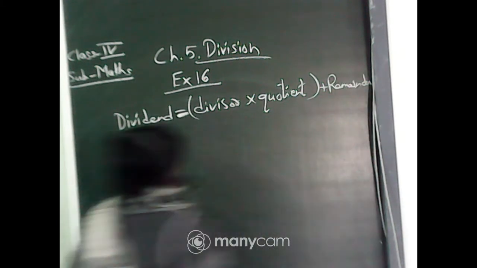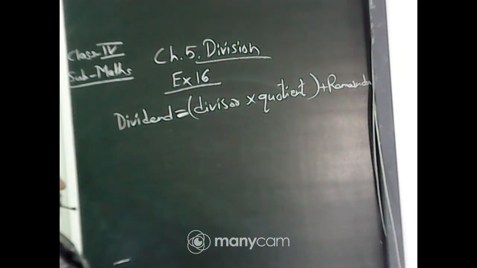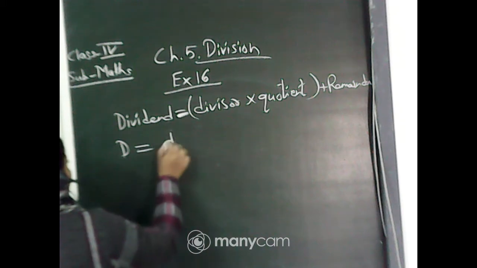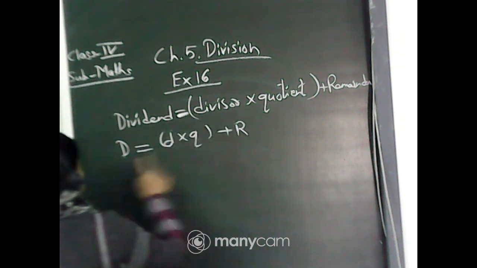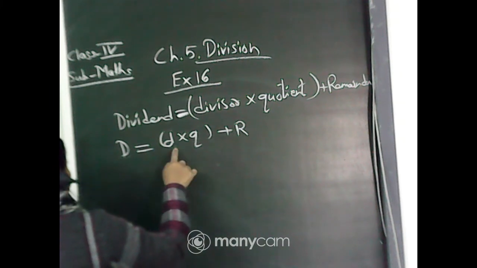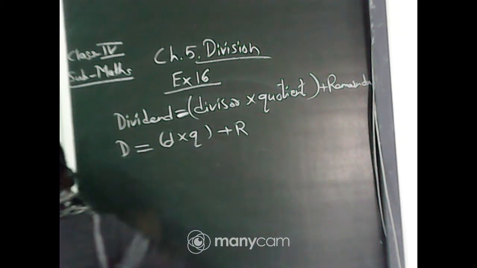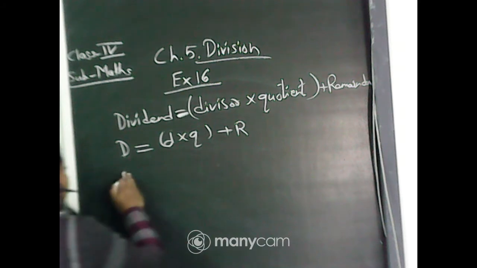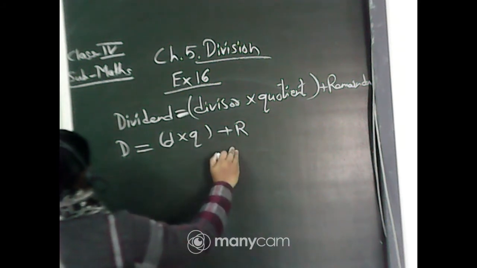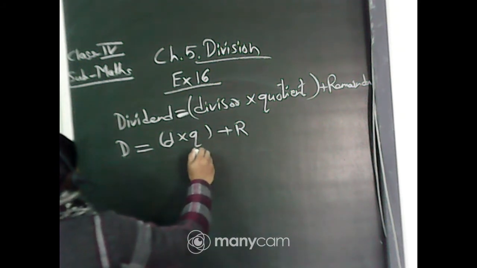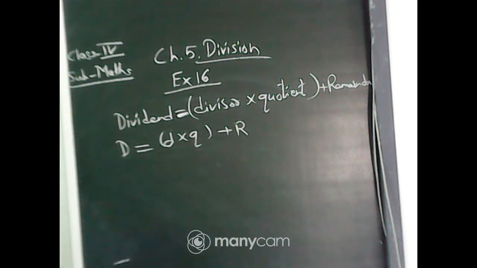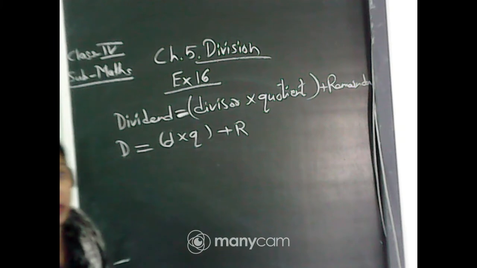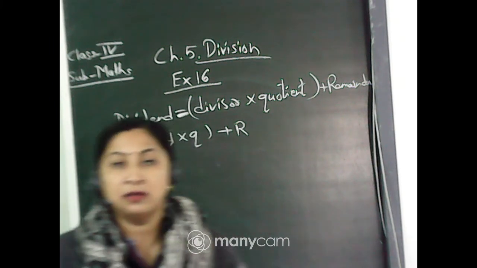Okay, this is the formula to check the division. That means capital D is equal to small d into Q plus R. That is, dividend is equal to divisor into quotient plus remainder. If after calculation you get the dividend, that means your division is correct. This way you will check the answer.